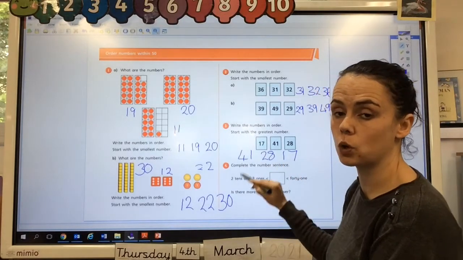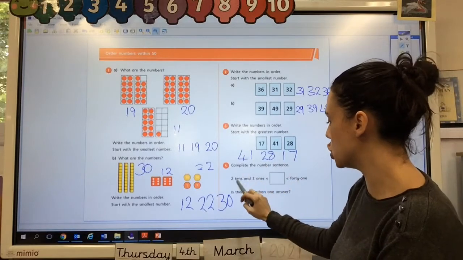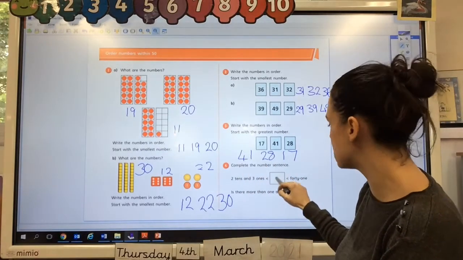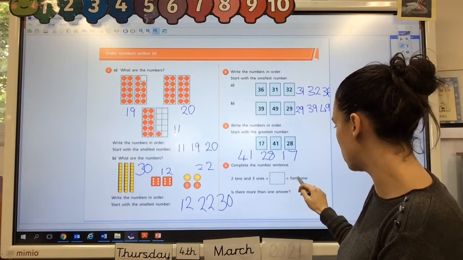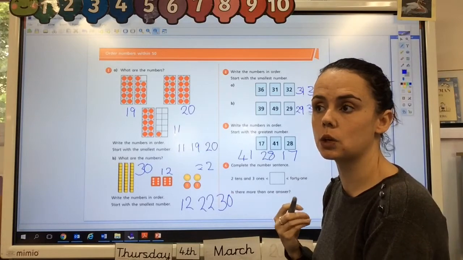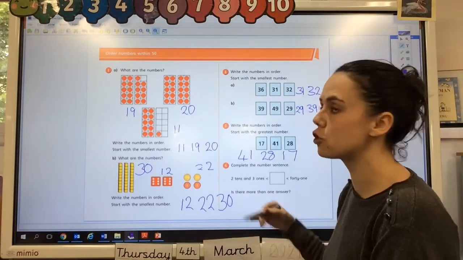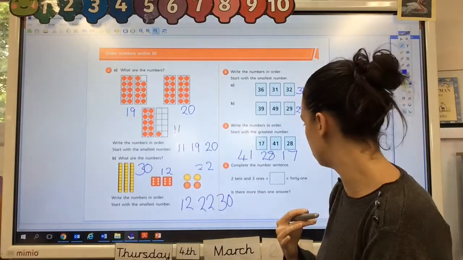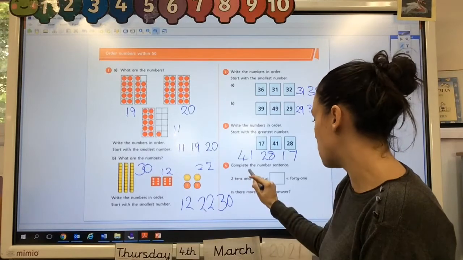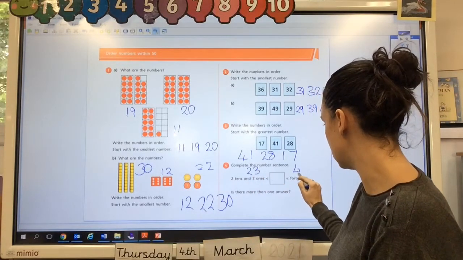Now down here we've got question 4. It says complete the number sentence. 2 10s and 3 1s is smaller than something which is smaller than 41. We've got 3 parts ordering method here. It's very tricky. So what's 2 10s and 3 1s? That's 23, and 41 is here.